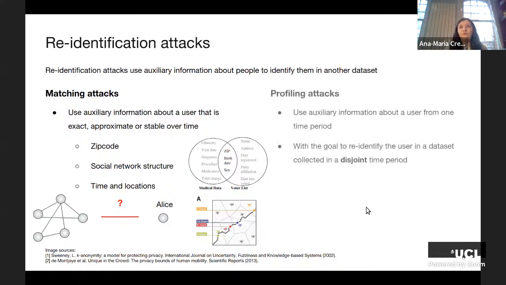Now, due to the nature of interaction data, like this timestamp information attached to it, we argue that profiling attacks are more meaningful to study. A profiling attack basically assumes that the auxiliary information and the data set which is being scrutinized come from disjoint time periods. And we argue that by relaxing the assumption that the information needs to be exact or from the same period, our work broadens the surface of the attack.